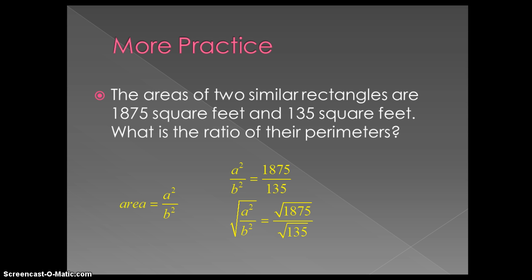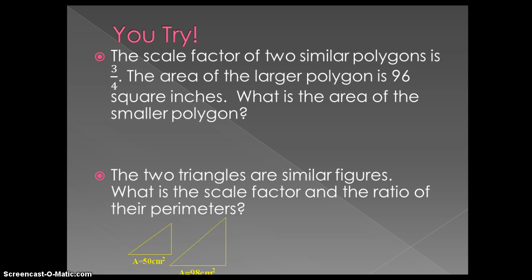So we need to find A to B, and we know A squared to B squared is 1,875 to 135. So to get A to B, we're going to want to square root both the numerator and the denominator. This will give us A over B instead of A squared over B squared. So when we square root both sides of our equation, we get A over B is equal to 43.3 over 11.6. So the ratio of the perimeters of these two rectangles is 43.3 to 11.6.